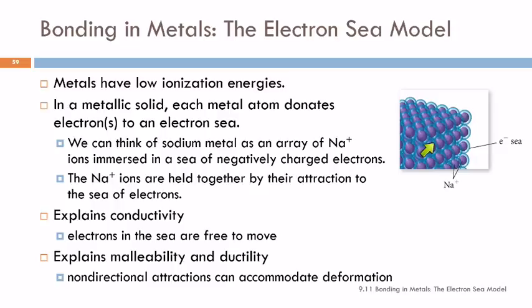This model explains the conductivity of metals. These electrons are not localized. They're not attached to a particular ion. They're just like a big pool of water, right? They can move. And so we can have conduction, which is the movement of electrons.